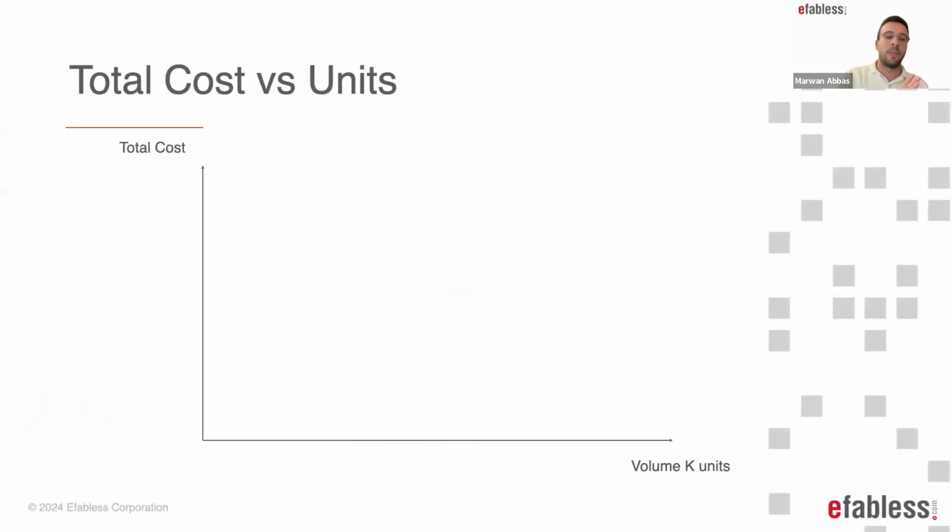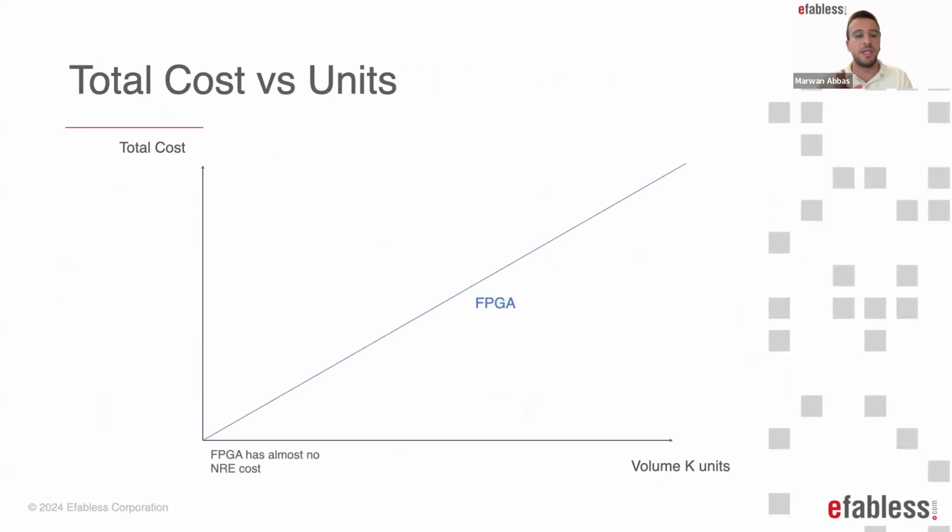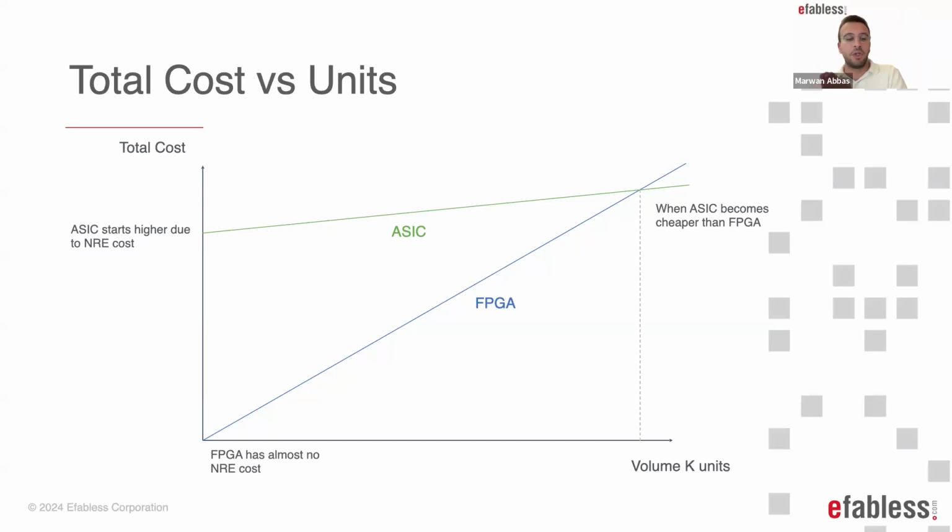So next, let's talk about one important factor in choosing between FPGAs and ASIC, which is cost. So starting with FPGAs, they have almost no NRE cost, but the price per unit remains consistent relative to the volume production. Unlike ASIC, which starts at a much higher cost due to NRE, or non-recurring engineering expense, but their per unit cost decreases significantly as production volume increases. At low volume, FPGAs are definitely the more affordable option because it avoids the upfront NRE cost.